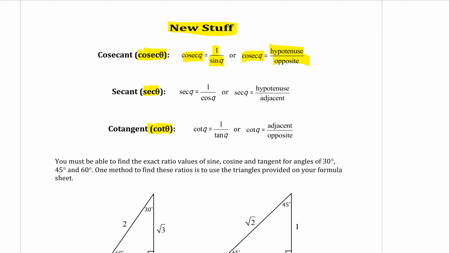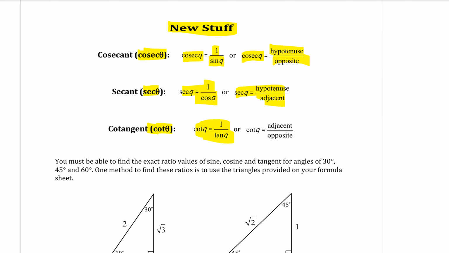So sec is 1 over the cos function. Okay, so sec is 1 over cos. Cos is adjacent over hypotenuse in the SOHCAHTOA. So that means you just got to turn that upside down. It's going to be hypotenuse over adjacent. And finally, cotangent or cot is 1 over tan. Okay, tan is opposite over adjacent, so cot is going to be adjacent over opposite.